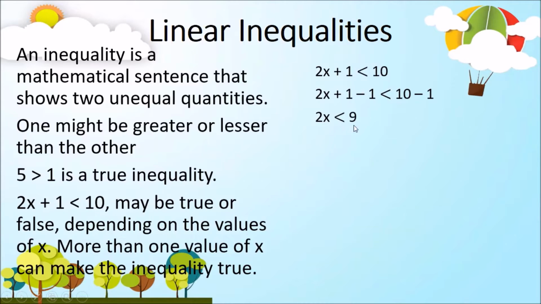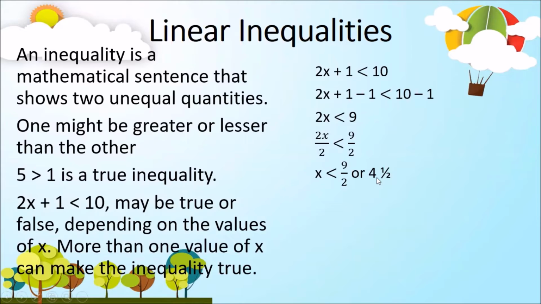And to solve for x, we divide both sides by the numerical coefficient of the variable x, or we multiply by its reciprocal. If we use division, we divide both sides by 2 because the numerical coefficient of the variable of 2x is 2. So we have 2x over 2, or 2x divided by 2, less than 9 over 2, or 9 divided by 2. So the value of x is less than 9/2 or 4 1/2.